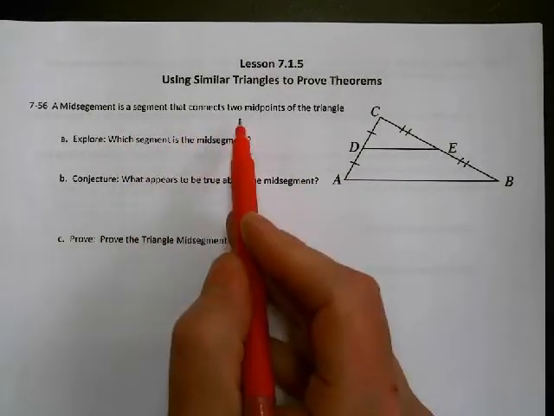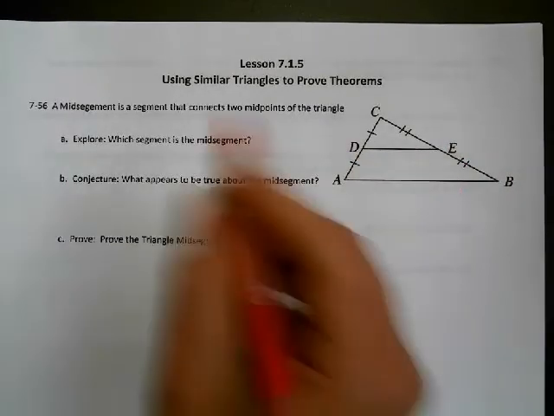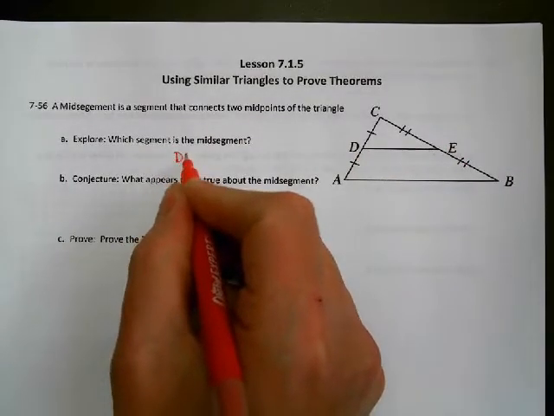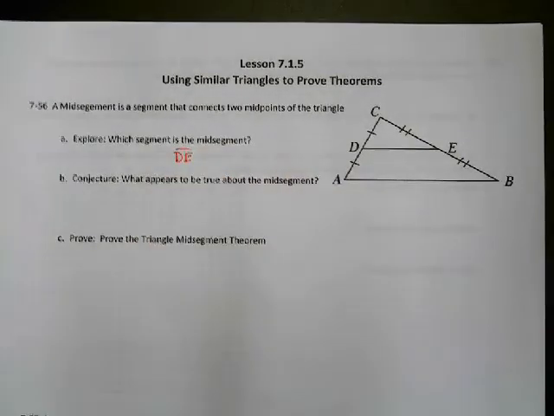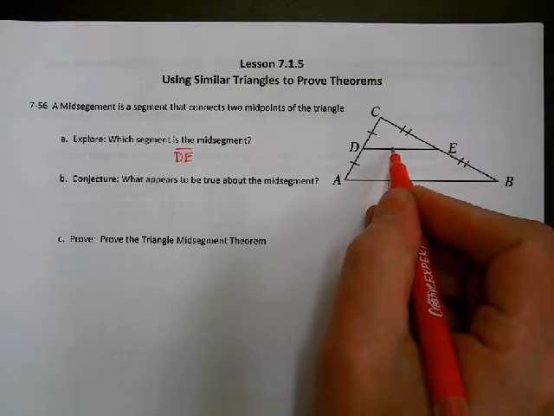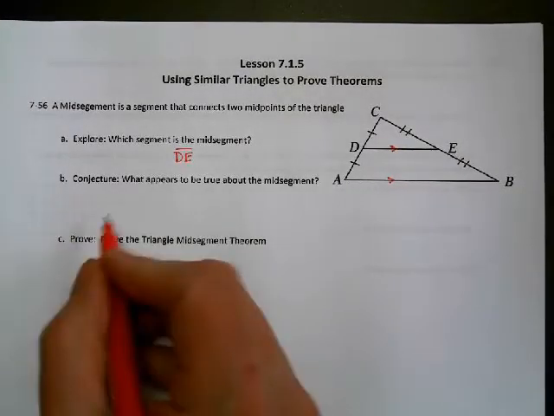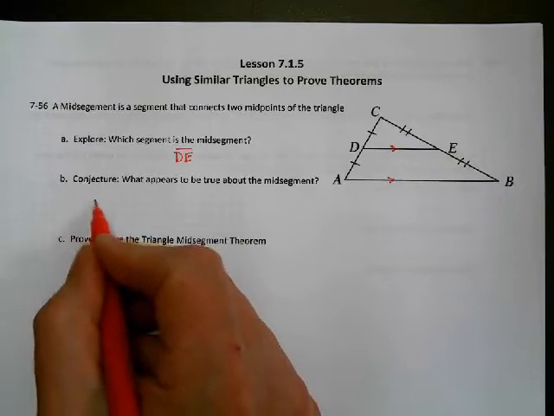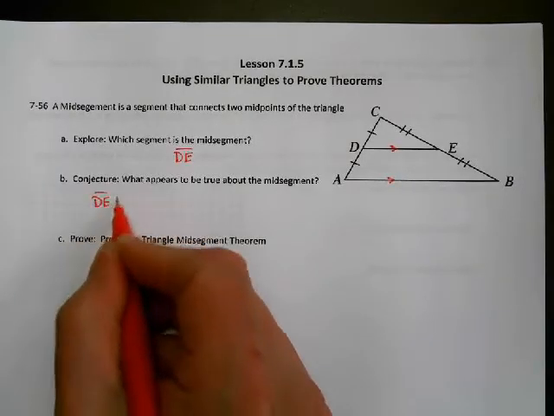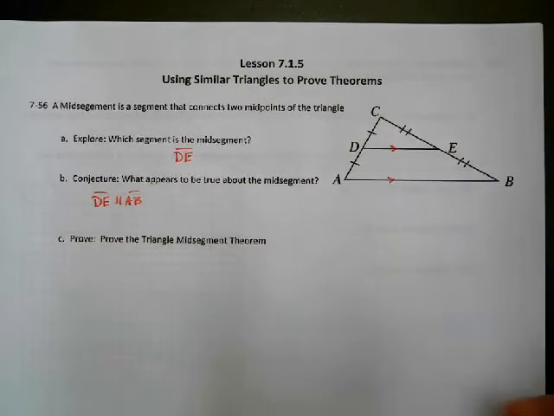A midsegment is a segment that connects two midpoints of the triangle. So the two midpoints are D and E, so the midsegment must be segment DE. What appears to be true about this midsegment? Definitely that these two are parallel. So the midsegment is parallel to the base of that triangle. Well, not for sure, we're going to prove it.